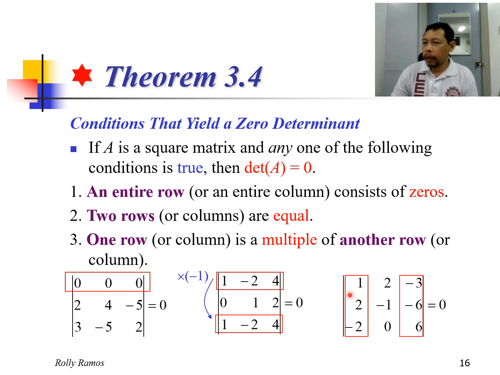Then, two columns. The third column is a multiple of the first column. Multiplying column 1 by negative 3 will give us column 3. So 1 times negative 3 is negative 3, 2 times negative 3 is negative 6, negative 2 times negative 3 is 6. So the determinant of that matrix would be 0.